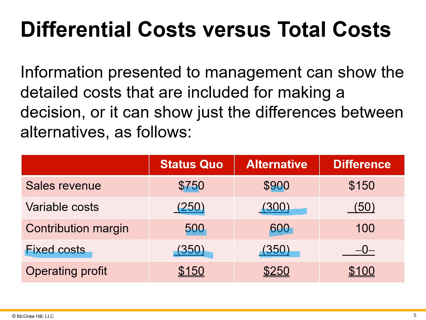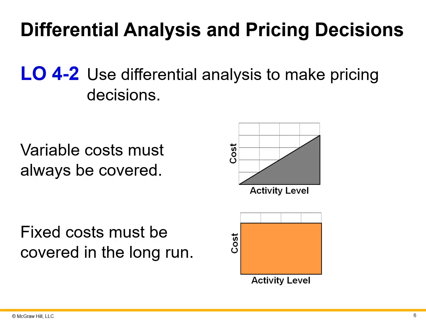Here's a concept that should be common sense, but it's still often helpful to actually hear the concept spoken or written down. This slide talks about how to set a price for an item. There are two considerations here on this slide. One is that variable cost must always be covered. And so again, that's common sense.